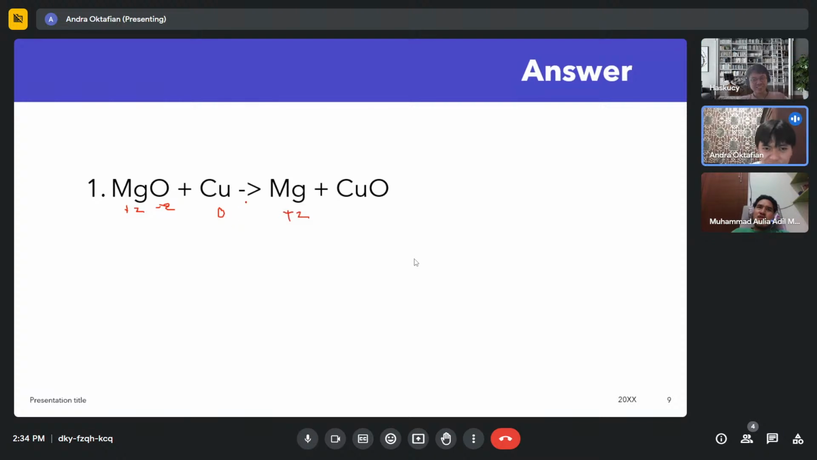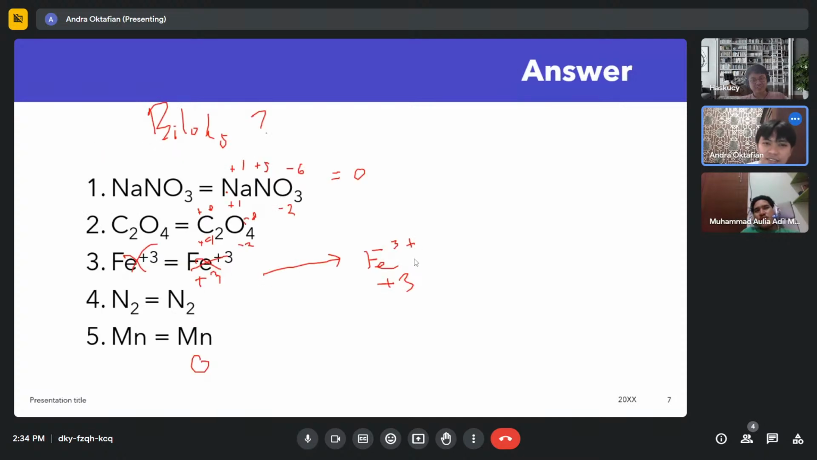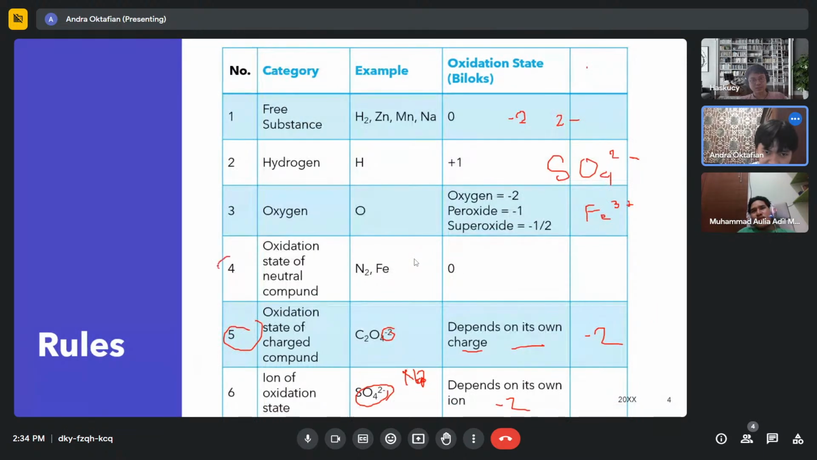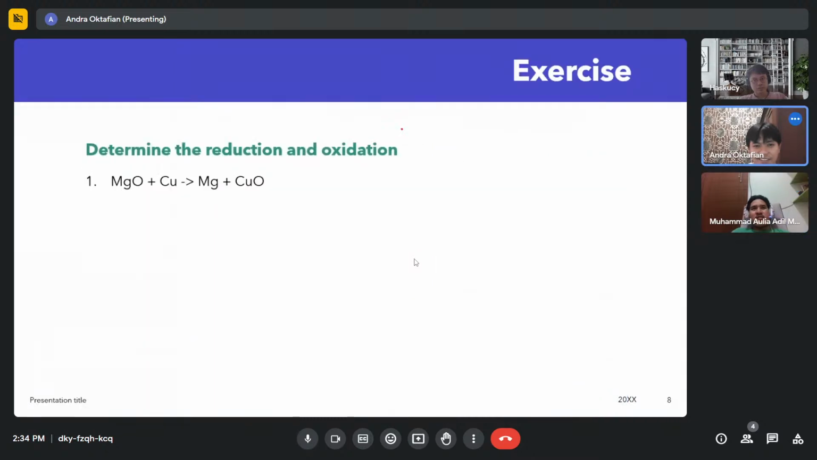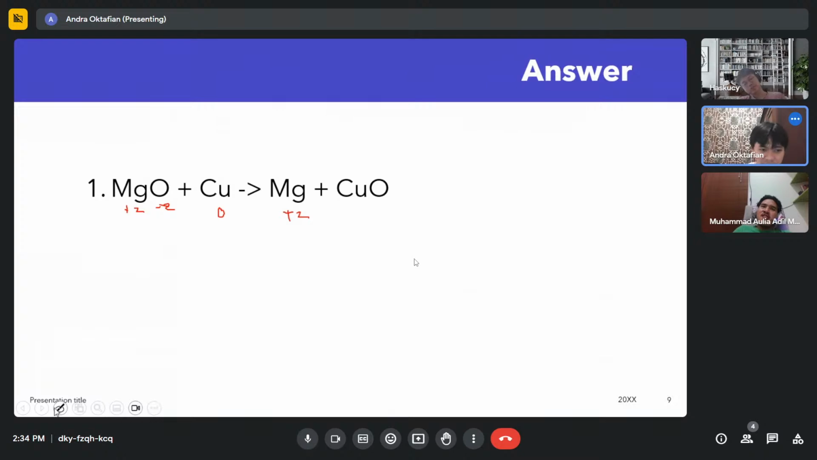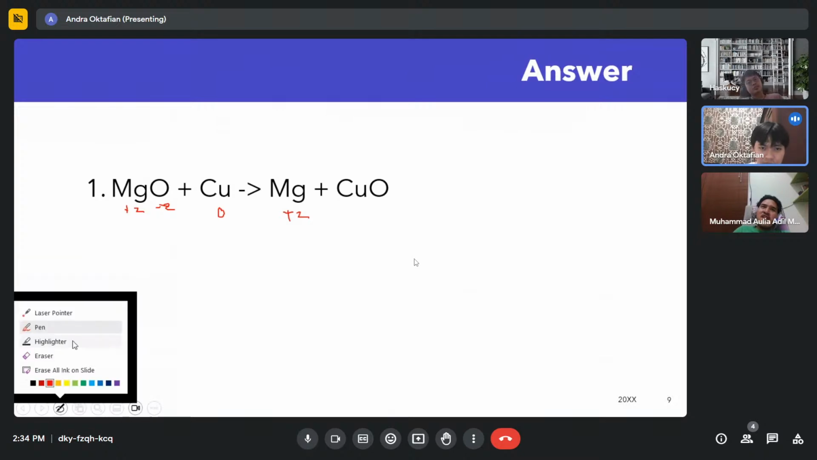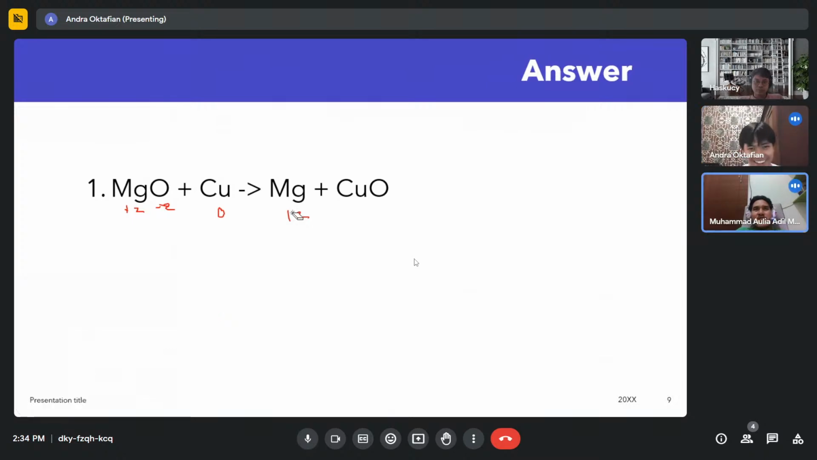Actually, like this, you see, it's not 0. Cu is actually zero because it's classified as a free substance. Then Mn should be zero too. It's a free substance. Yes. So we should revise this. It's not plus 2 for both magnesiums. It is magnesium actually, not Mn. Sorry, sorry. For manganese it should be Mn.